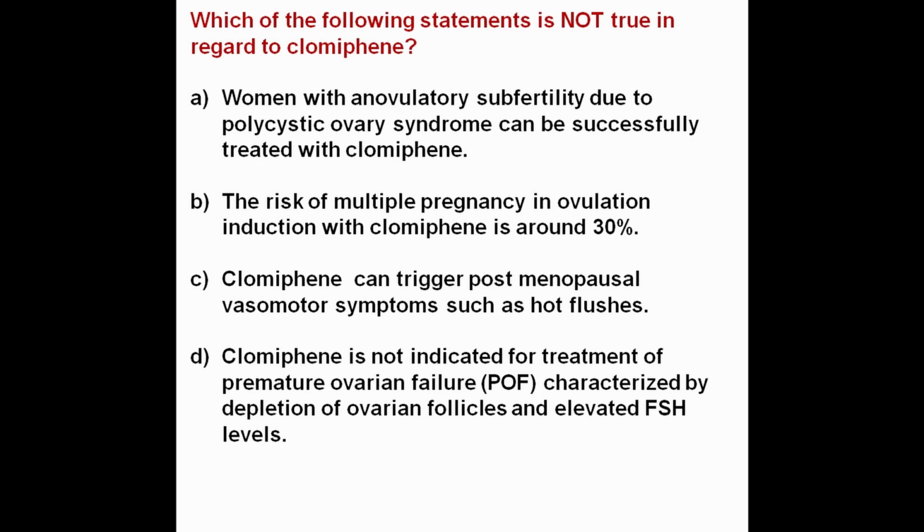Which of the following statements is not true in regard to clomiphene? A. Women with anovulatory subfertility due to polycystic ovary syndrome can be successfully treated with clomiphene. B. The risk of multiple pregnancy in ovulation induction with clomiphene is around 30%. C. Clomiphene can trigger postmenopausal vasomotor symptoms such as hot flashes. D. Clomiphene is not indicated for the treatment of premature ovarian failure, characterized by depletion of ovarian follicles and elevated FSH levels. We'll see that question at the end of the class.